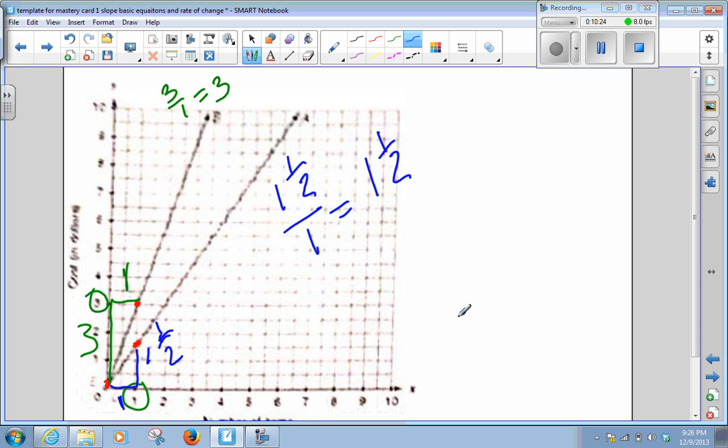So which one has the greater rate of change? That would be B, because its rate of change is a 3. The other one, graph A, is just a 1.5. Remember, change in Y over your change in X, your rise over your run.